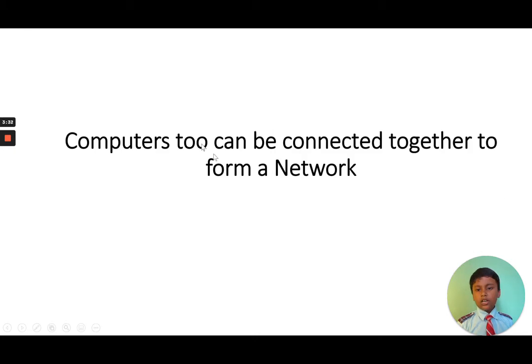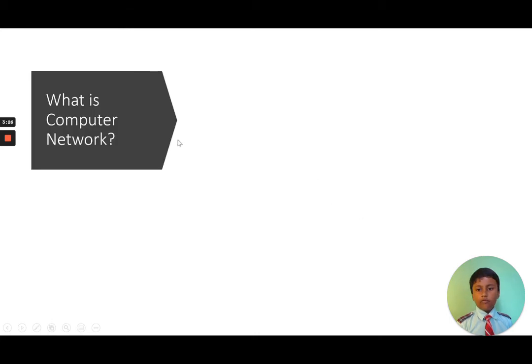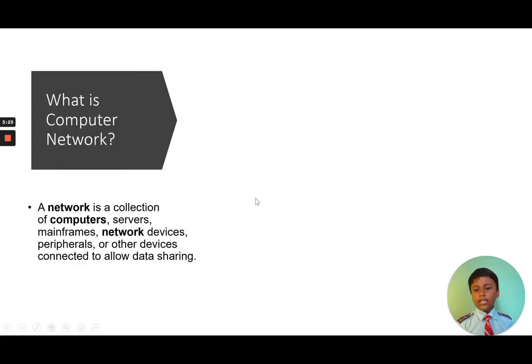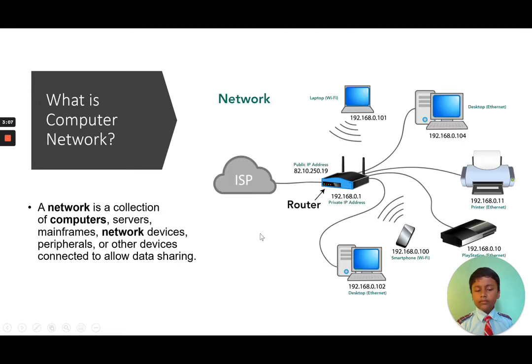Computers too can be connected together to form a network. What is computer network? A network is a collection of computers, servers, mainframes, network devices, peripherals, or other devices connected to allow data sharing. Laptop, desktop, printer, desktop, smartphone, router, network.